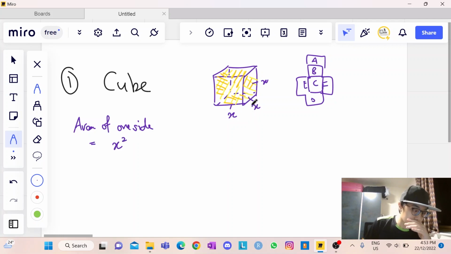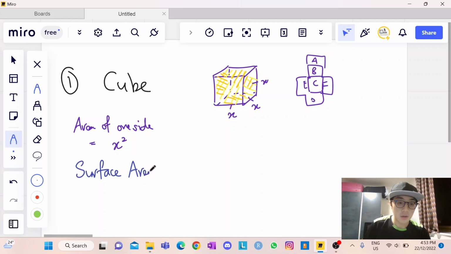So we know that since a square has the same length and the cube is technically built out of squares, right? So we know that there are 6 surfaces in the cube made out of squares. Therefore, we can jump straight to the conclusion that the surface area of cube will be equal to 6x squared.